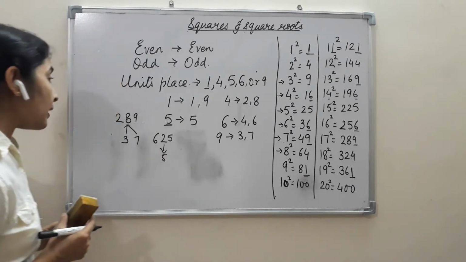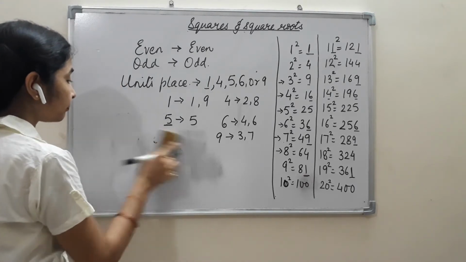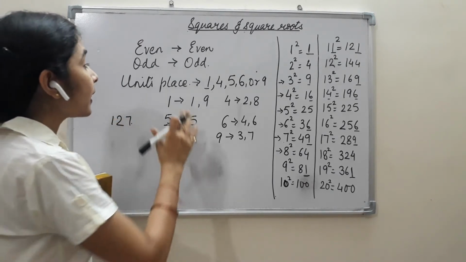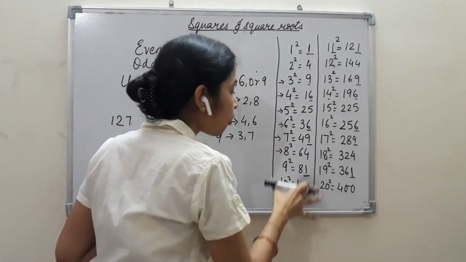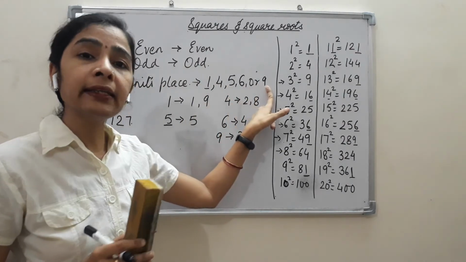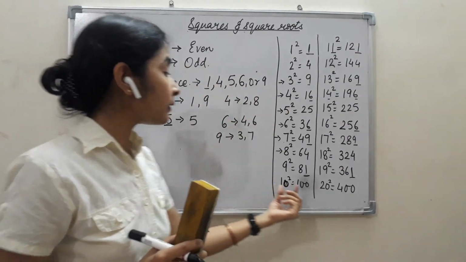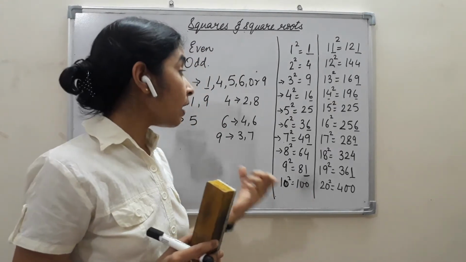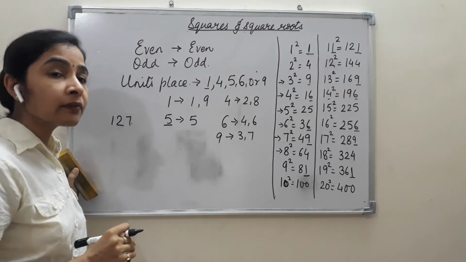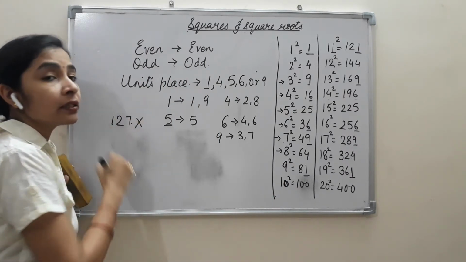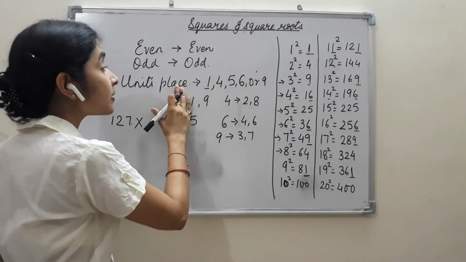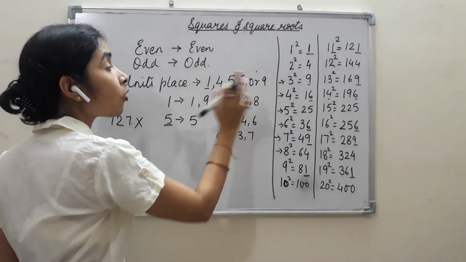Okay, so if I ask you a number like 127, can it be a perfect square? Now see, we have observed that in the squares of all the numbers, there are either 1, 4, 5, 6 or 9 at the units place, or there are double zeros. Now if I ask you whether 127 can be a perfect square of any number, what will my answer be? No. Your answer should be no, because at the units place there can be 1, 4, 5, 6 or 9.